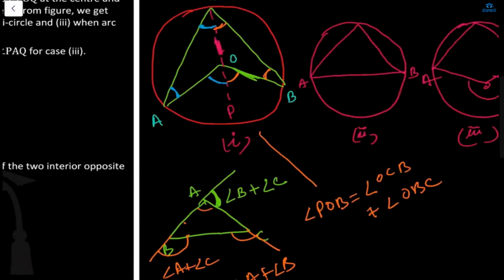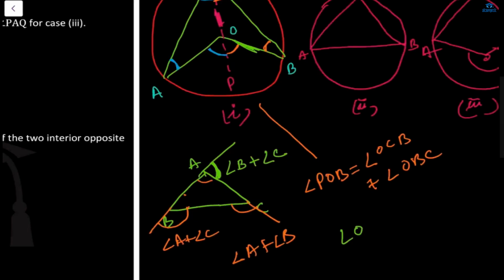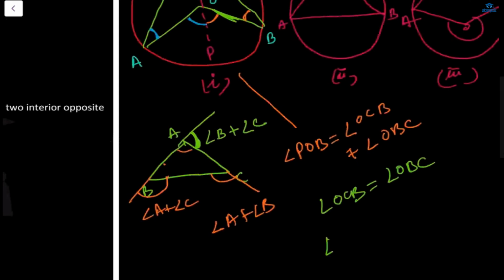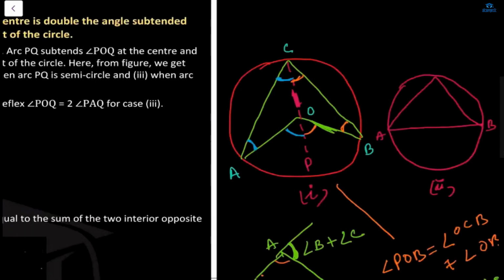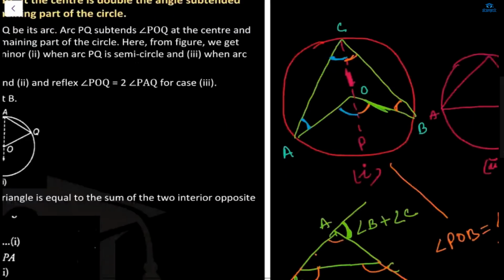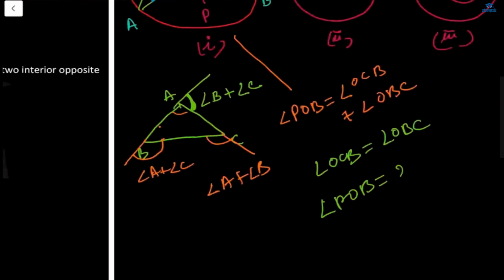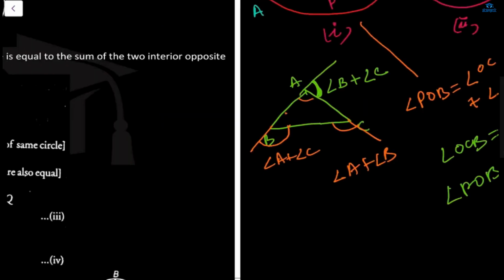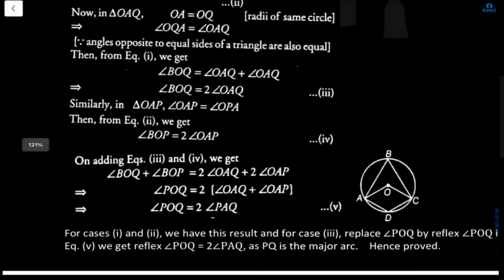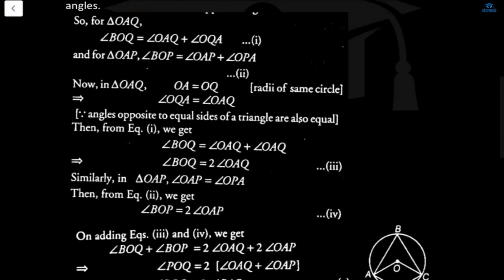Therefore angle OCB is equal to angle OBC. So you can write POB is equal to, not any one of the angles, but the angle at a point on the circle, that is OCB. You can write 2 OCB. Understood till here? Tell me if you are getting confused. Till here I have already explained.